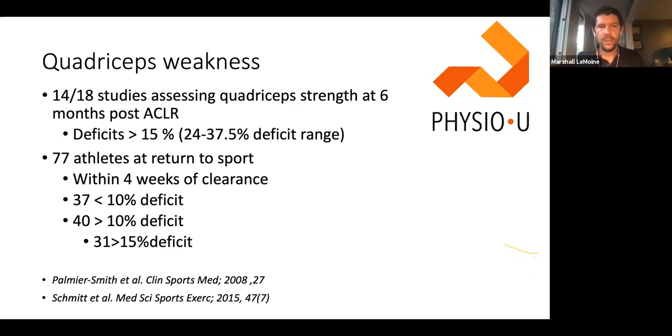That's different. But one of the reasons this study stated that was they were discharged not necessarily because they felt everything was perfect. It was more of, hey, this is where we're at, return to sport, which is unfortunate. Another study looked at athletes that did return to sport, and in the month prior to going out, a majority of them had greater than 10% deficit, and 31 of them had greater than 15% deficit. So again, just another story that shows there's a big difference in their quad strength when they're going back to sport.